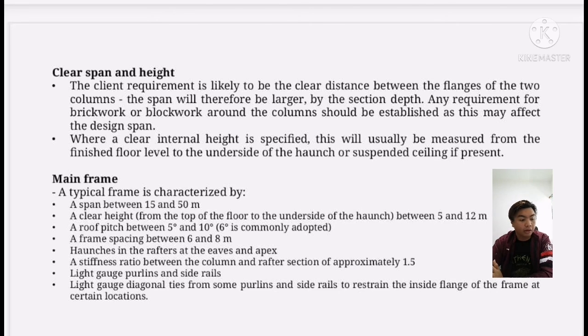Then the second is a stiffness ratio between column and rafter section of approximately 1.5, and then light gauge purlins and side rails, and the last one is light gauge diagonal stays from the purlins and side rails to restrain the inside flange of the frame at any location. So that's it. Thank you.